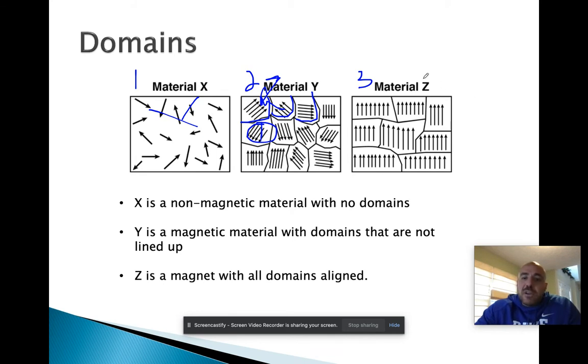Material Z over here, all arrows point the same way. And there are domains, these boxed off areas. So we would say material Z has all the domains aligned or in the same area. And it is magnetic because the arrows point in the same direction within the domains and all over as well.